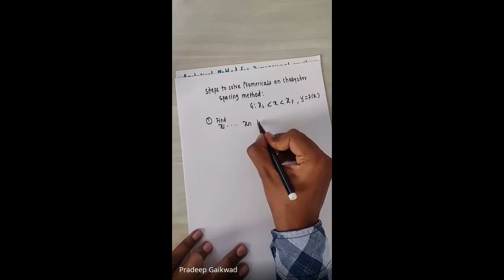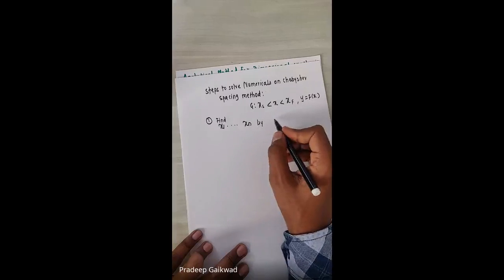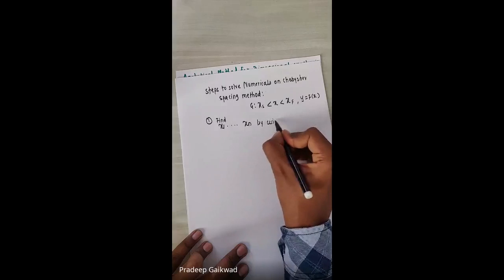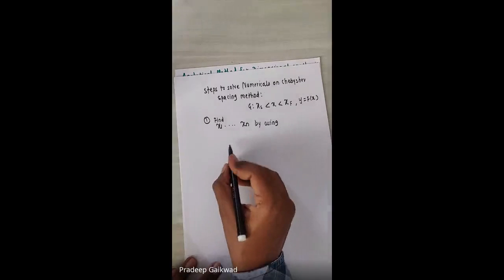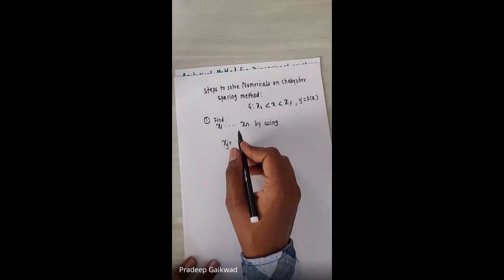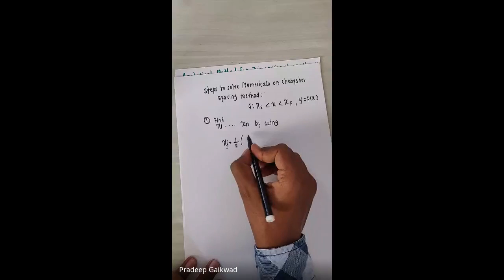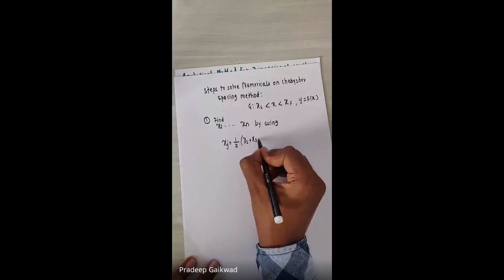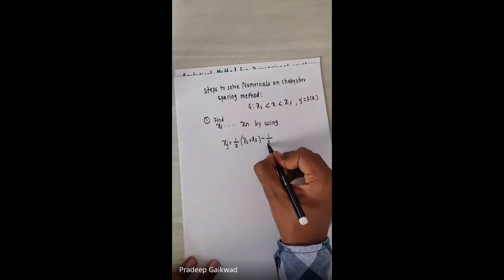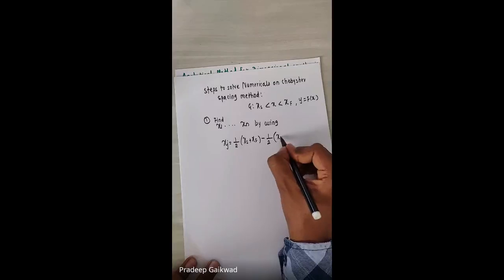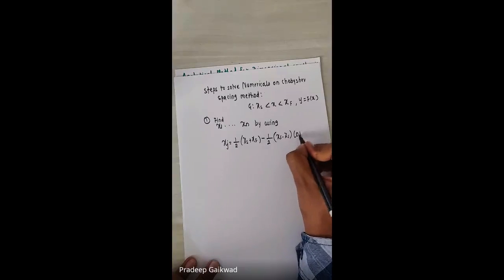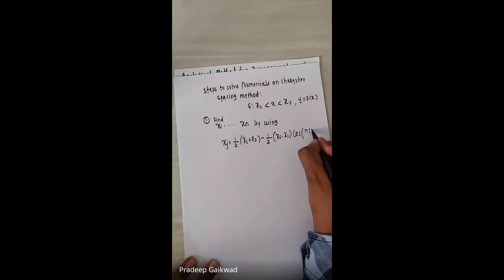How to find x_j? Using the Chebyshev spacing method equation, we find x1 to xn. In the last lecture we discussed this: x_j is equal to half of (x_s plus x_f) minus half of (x_f minus x_s) into cos of (pi into (2j minus 1) upon 2n).